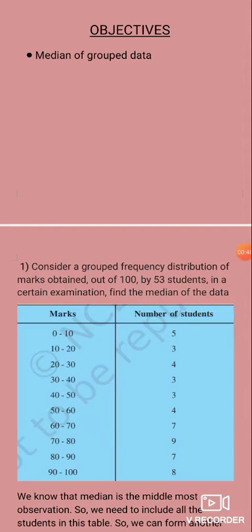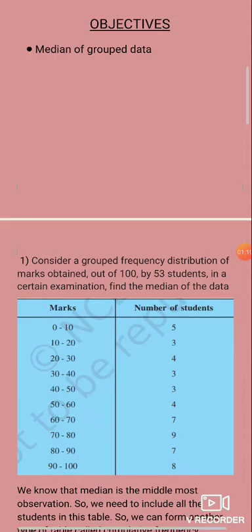So the table is given grouped data, that is 0 to 10, frequency 5; 10 to 20, etc., to 90 to 100, frequency 8. Now listen carefully, we know what is median. Yes, it is the middlemost observation. So to find out the middlemost observation, we need to add all the students in this table itself. So we have to form two types of tables. So listen carefully. For the calculation, you can select only one table.